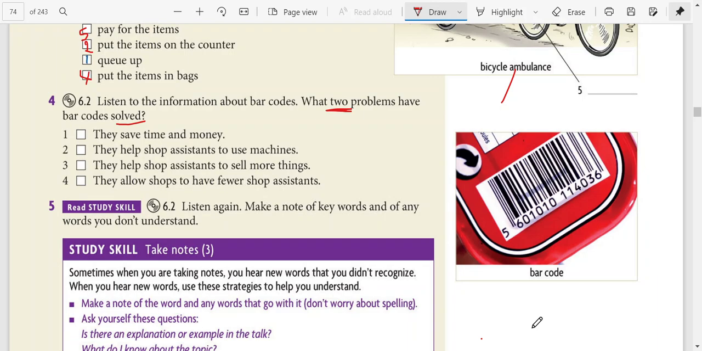Okay, you've heard this one. She said two problems solved because of using barcodes, which is, okay, saving time and money. And also she mentioned they allow shops to have fewer shop assistants.